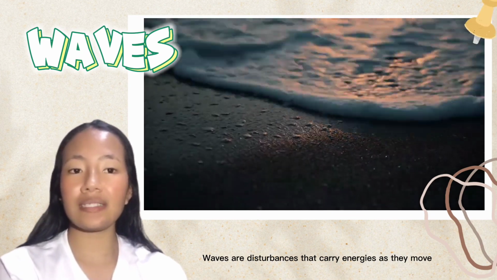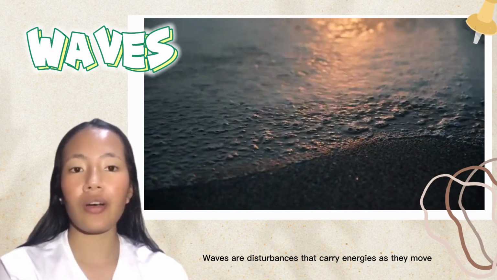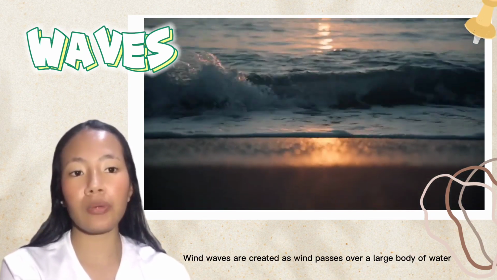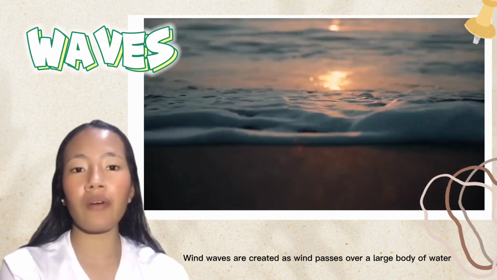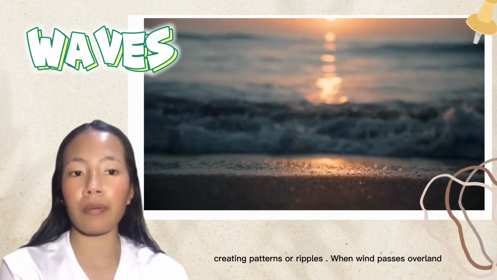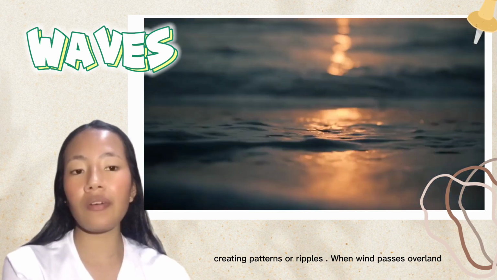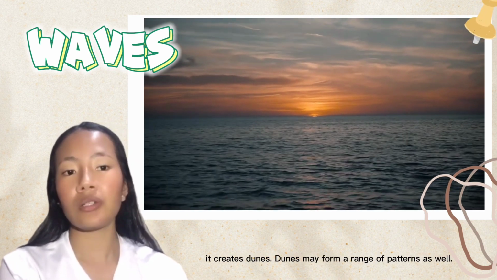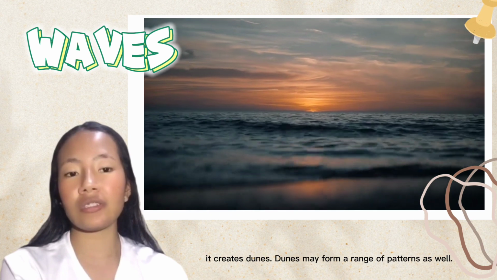Waves are disturbances that carry energy as they move. Wind waves are created as wind passes over a large body of water, creating patterns or ripples. When wind passes over land, it creates dunes. Dunes may form a range of patterns as well.